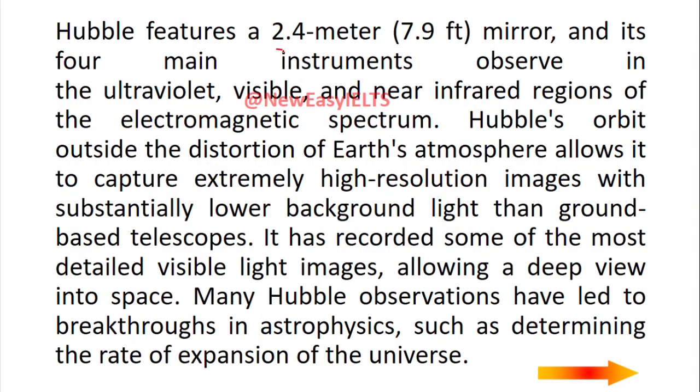Hubble features a 2.4 meter, 8 feet mirror, and its four main instruments observe in the ultraviolet, visible, and near infrared regions. So how many words are there? Ultraviolet, visible, and near infrared regions. So there are a total of 6 keywords, but we have to write just 3 words. Ultraviolet, visible, infrared. These 3 can be the answer.